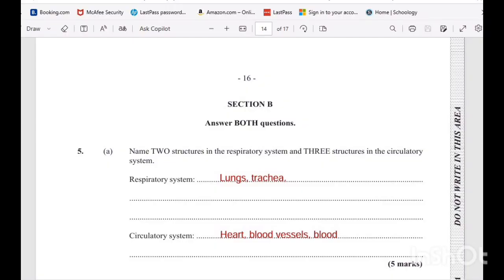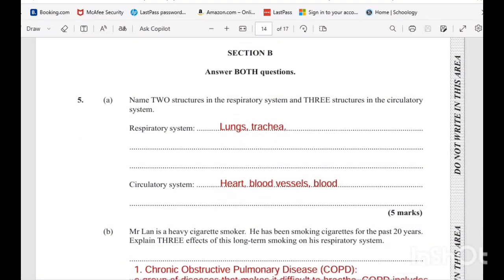So remember those structures. And then your circulatory system, a lot of students, what I realized is that you might be tending to think about just the heart when it comes to the circulatory system. And then you might give me different structures of the heart. But remember, the heart is one part of the circulatory system on its own. The other 2 structures would be the blood and blood vessels. All right, that would give you your 5 marks just for listing structures, ladies and gentlemen.